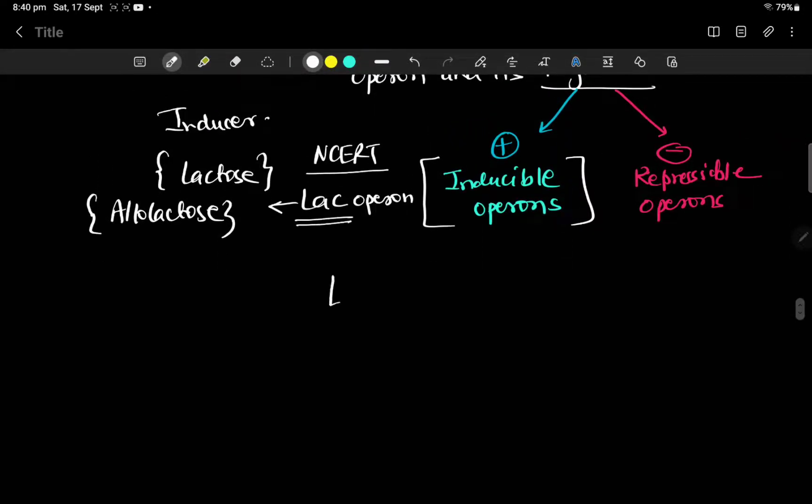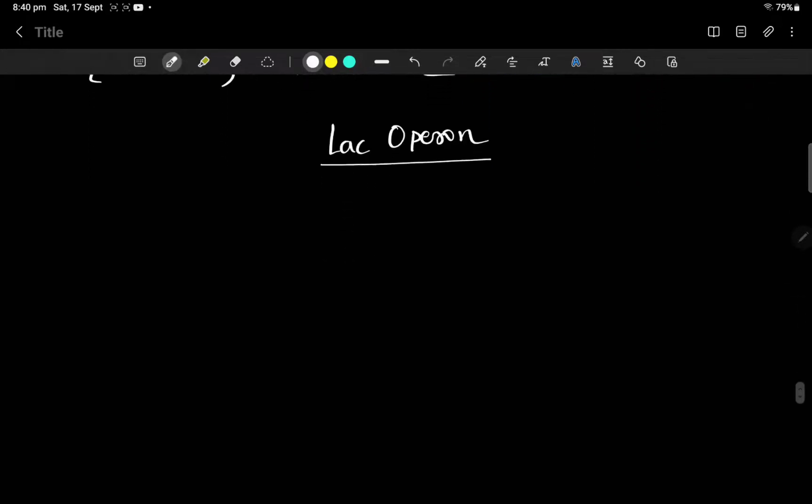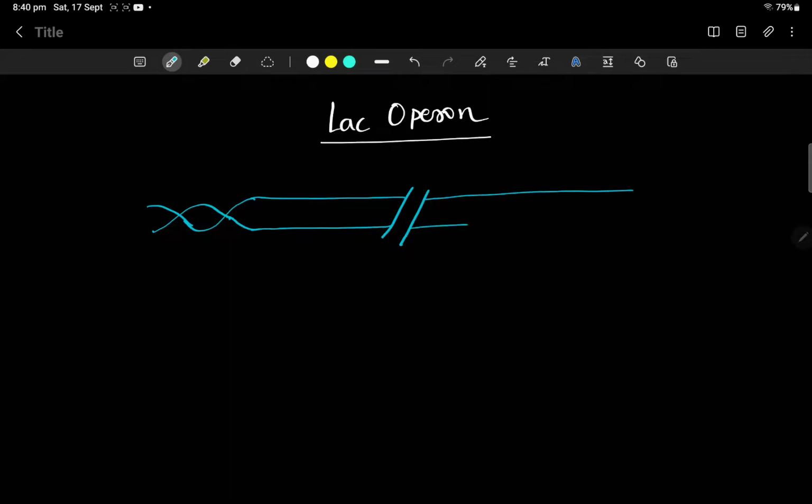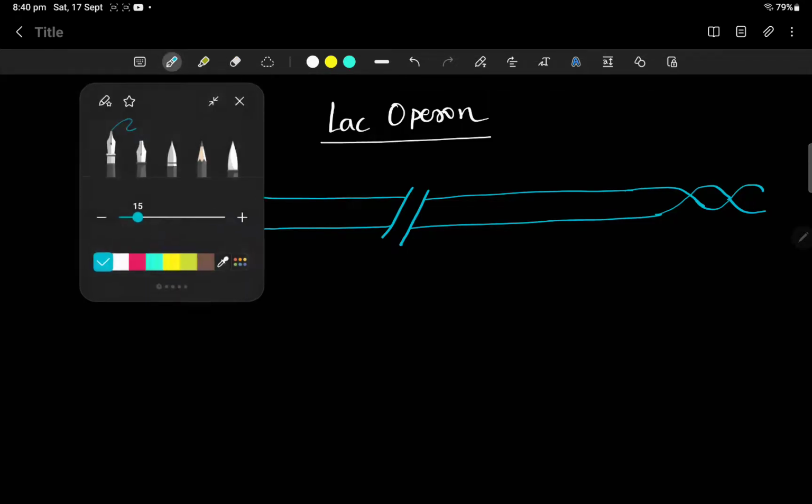When we talk about the lactose operon, or Lac Operon in short, we need to draw the diagram given in the book, and we'll be using blue to denote that whatever we are drawing is DNA. It's a segment of DNA. It's a hypothetical diagram, a long stretch of DNA. This shows that the genes can be located side by side, or a bit far from each other.